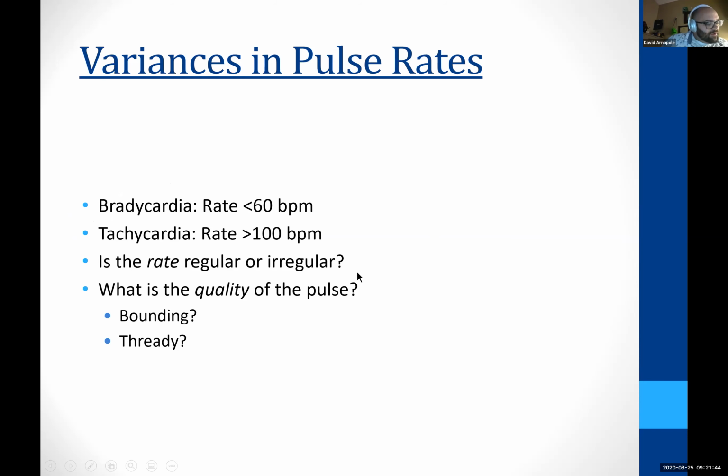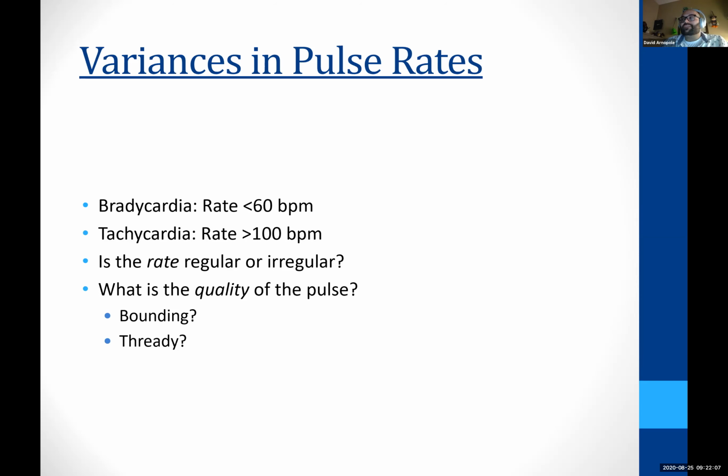There it is, okay. Variances in pulse rates. Again, we've already answered the questions. It's important that we said it twice. Repeating a slide is not bad for you. Bradycardia, tachycardia, is the rate regular? Is it fast, slow, irregularly fast, irregularly slow? Again, these are just terms we're introducing to you. As you start studying, you'll start getting an idea of it.